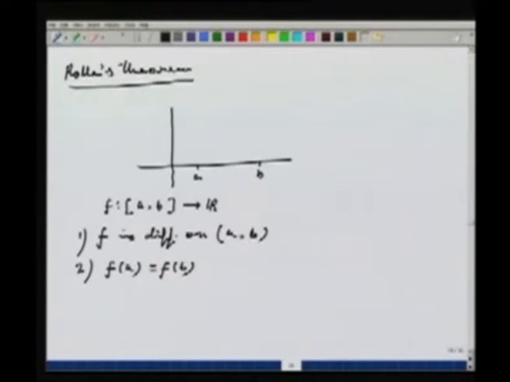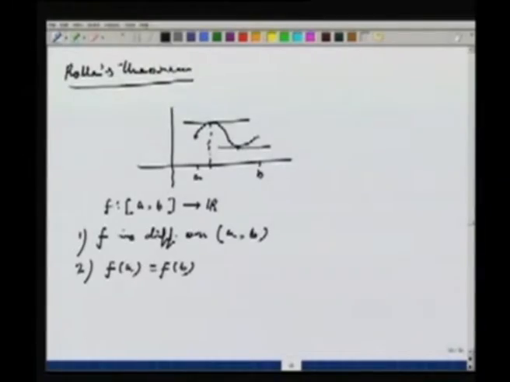So if I try to draw the graph of the function, at the point A the value of the function f of A has the same height as f of B, then the curve of the function has to look something like this, maybe, if I can draw the graph of the function. From the picture you can see that at this topmost point, the tangent is parallel to the x-axis. At this point also the tangent is parallel to the x-axis.